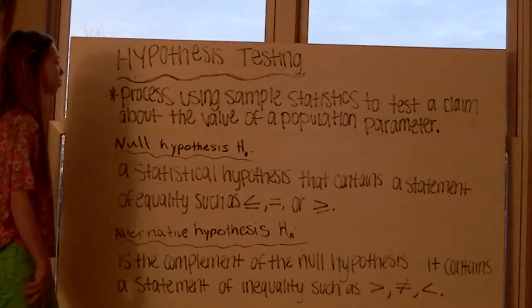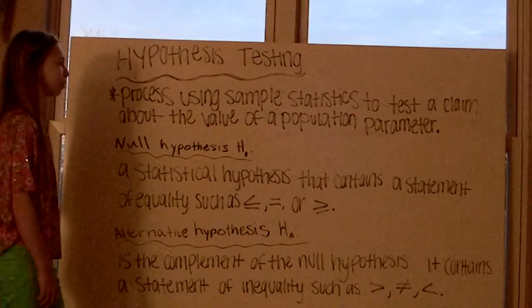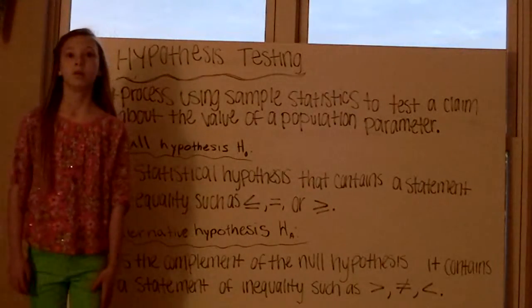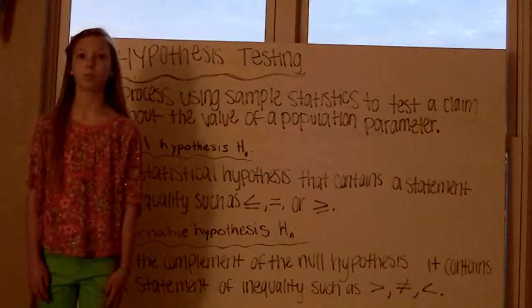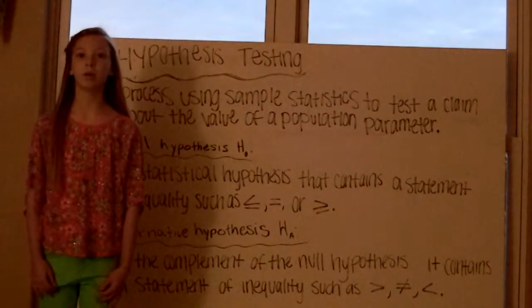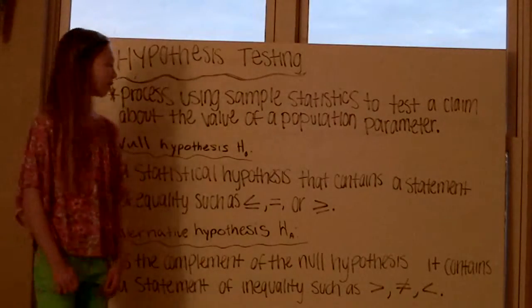Hypothesis testing. Process using sample statistics to test a claim about the value of a population parameter. To test a population parameter, you should state a pair of hypotheses, one representing the claim and the other representing its complement. The claim can either be the null hypothesis or the alternative hypothesis.